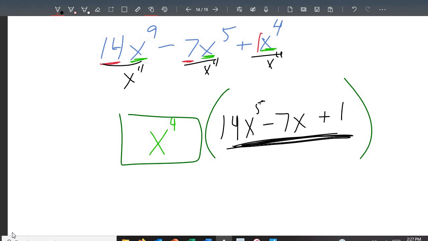The first term, the x's decreased. The second term, the x's decreased. And the third term, I took away all the x's because it was exactly the same in the top and the bottom. Sometimes it's just a number in front. Sometimes it's a variable in front. Sometimes it's nothing in front.